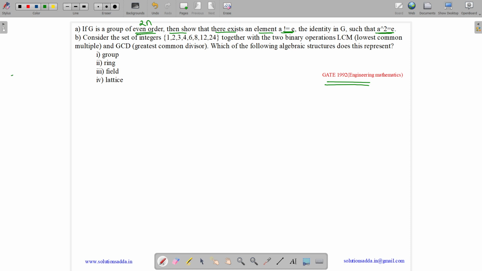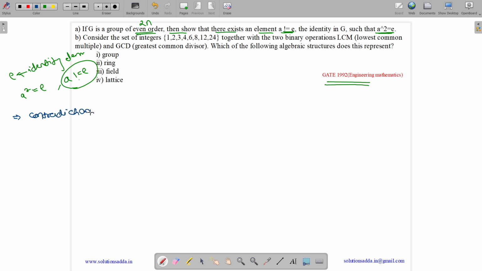So if E is the identity element of the group, then we need to show that there exists an element A such that A square equals E, such that A is not an identity element, which means A is anything apart from that identity element. So how will we show this? Here we can do it by contradiction.